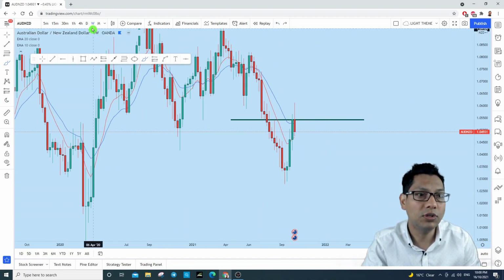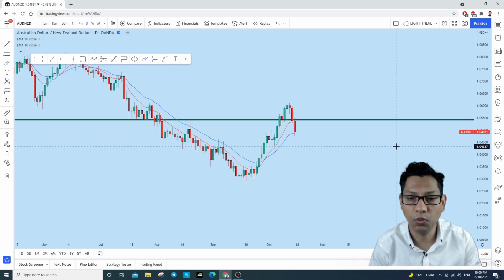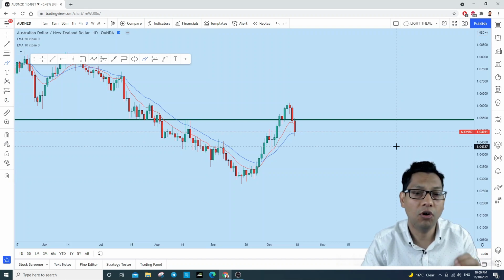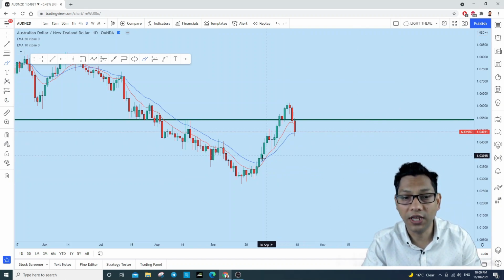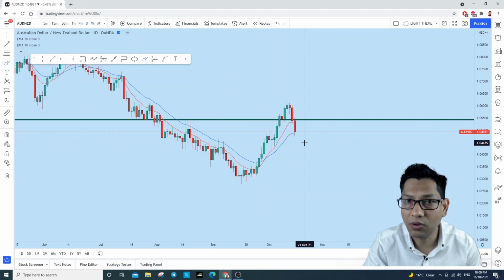So let's go down to the daily time frame to see how we can capitalize on this move. Now this is the situation on the daily. As you know, the price started to move up, and now it broke to the downside.